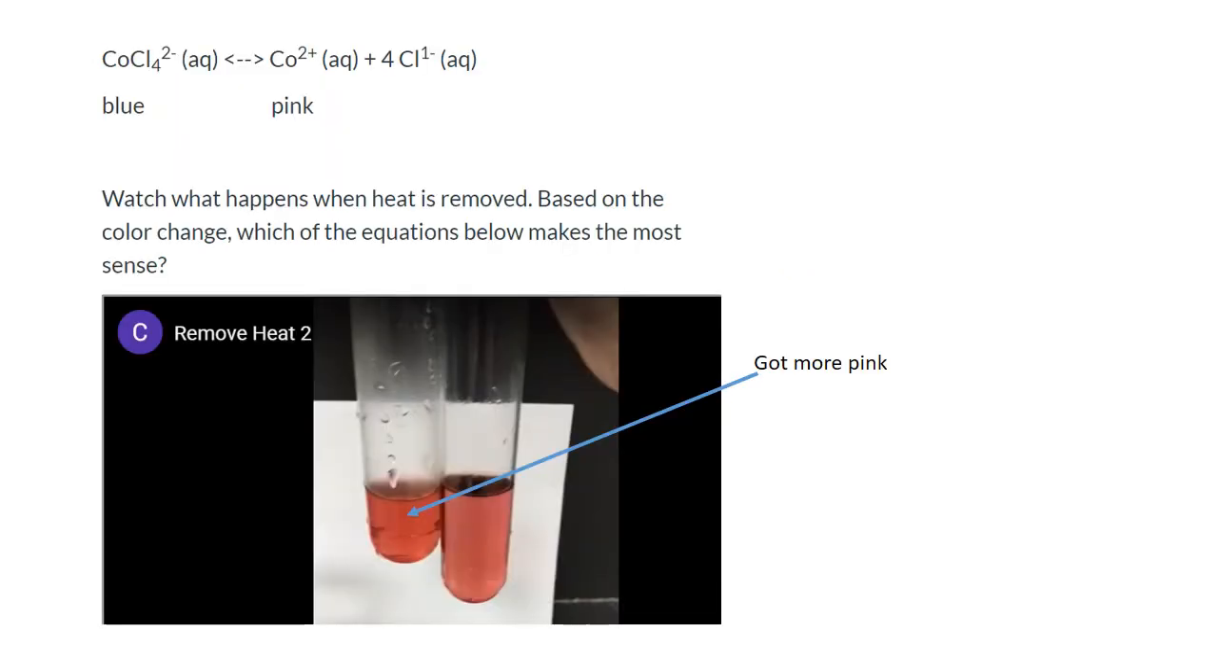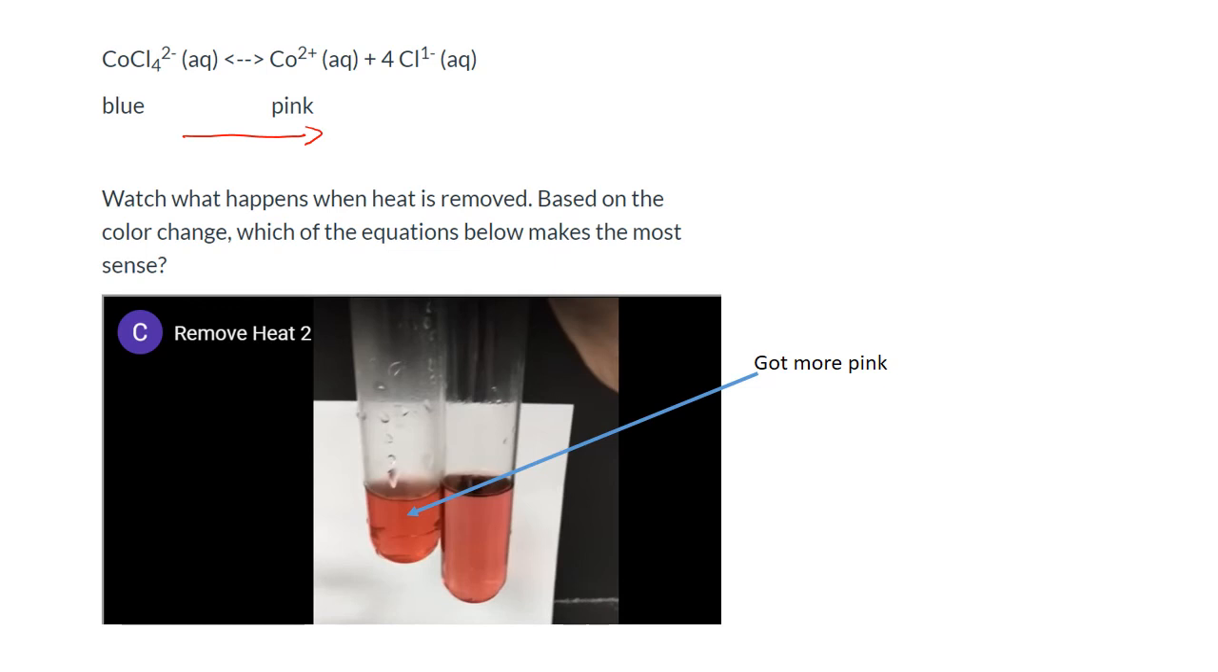All right, just a couple left here. In this one, you saw what happened when heat was removed. We can see this one's still got some blue to it. This one is more pink. So we can see that removing heat made it more pink. So removing heat made it shift in the forward direction.